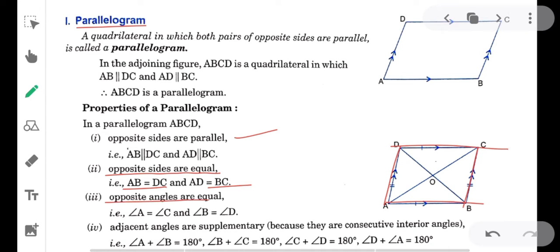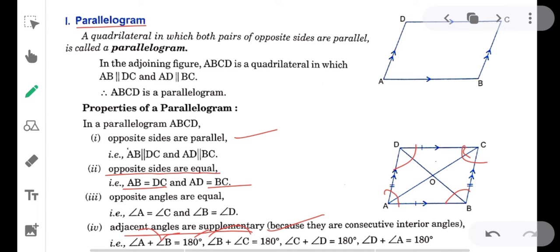Okay, next, opposite angles are also equal. That means angle A equals angle C and angle B equals angle D. Next, adjacent angles are supplementary. Adjacent angles means angle A and angle B. These are the adjacent angles, like angle B and angle C, or angle D and C. And in a parallelogram, adjacent angles are supplementary. That means angle A plus B equals 180 degrees, angle B plus C equals 180 degrees, angle C plus D equals 180 degrees.